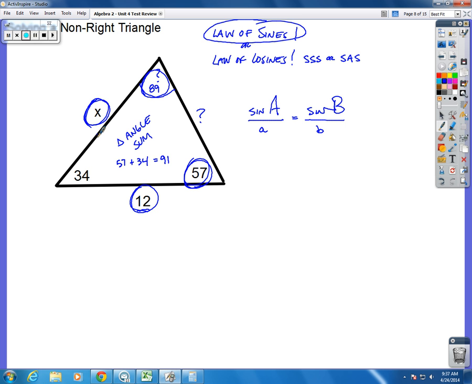So we make our proportion. So I'm going to have the sine of 89 over 12 equals the sine of 57 over x. And I want to cross multiply. I do not want to calculate anything until the end, because if I do, I'll be rounding, and my answer will be farther from the truth. So x sine of 89 equals 12 times the sine of 57. To get x by itself, I will divide by the sine of 89.